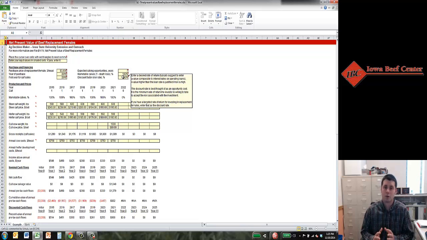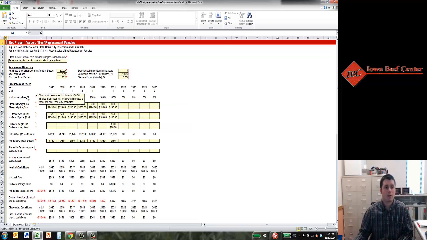The last input for the purchase and financing of these replacements is the discount factor. Think about the discount factor as the opportunity cost, so it's really the relative risk of this investment. Here you can use a proxy for this, such as an operating loan, and the percentage interest for that. Next, look at the production and prices.